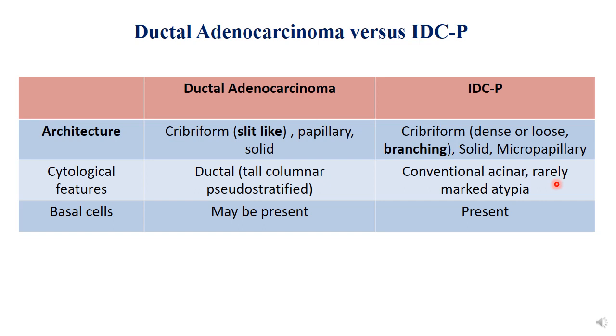But keep in mind that rarely even ductal adenocarcinoma can present with pure intraductal morphology. And basal cells can be present in ductal adenocarcinoma, as I discussed, while in intraductal carcinoma, basal cells are always present. So basal cell markers are not going to reliably help you in this distinction.